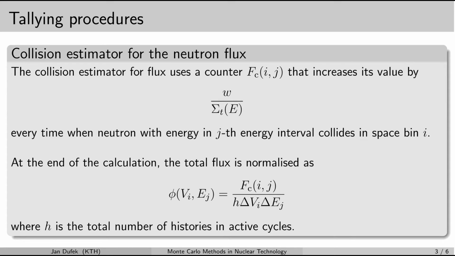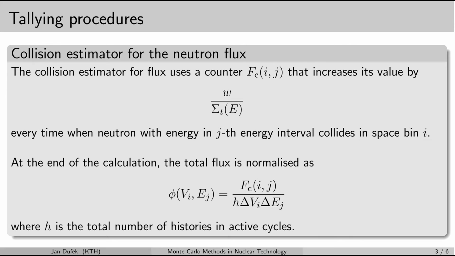The collision estimator is using a counter, a quantity that we can call Fc. It's counting the neutron flux for a specific space bin within the space mesh and the energy bin. So the I index accounts for the space bin and the J index accounts for the energy bin. Now this counter is set to 0 at the beginning of the active cycles. So the neutron flux is only calculated over the active cycles.